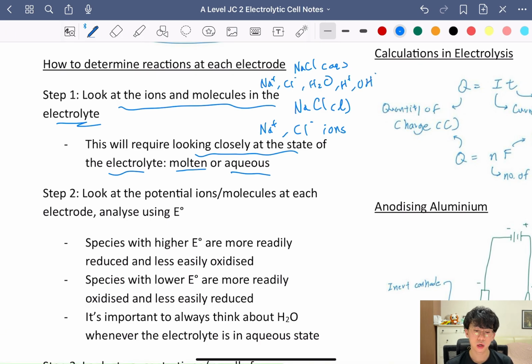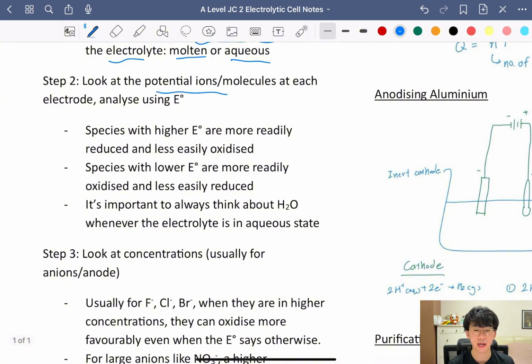Now step 2, you want to look at the potential ions and molecules at each electrode and analyze using the E0 value to determine what reaction will happen at each electrode. So you first have to sort out the different cations and different anions and which electrodes they go to. So the anions will go to the anode, whereas the cations will go to the cathode. And then you have molecules like water, for example, that could participate in both of the electrodes.